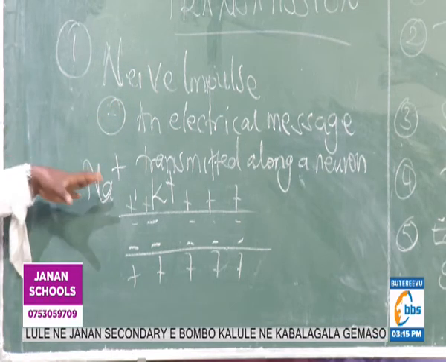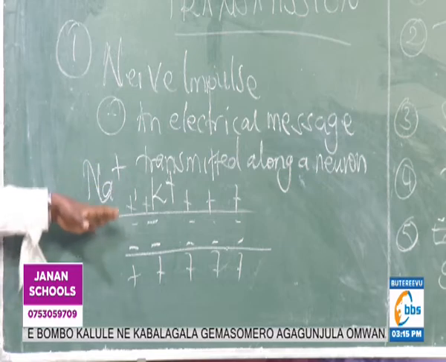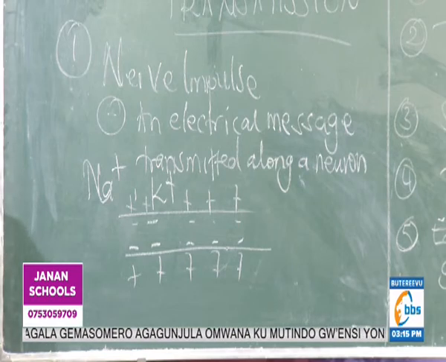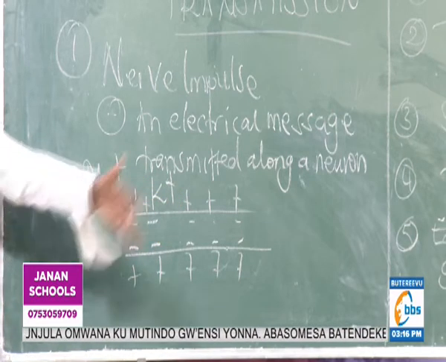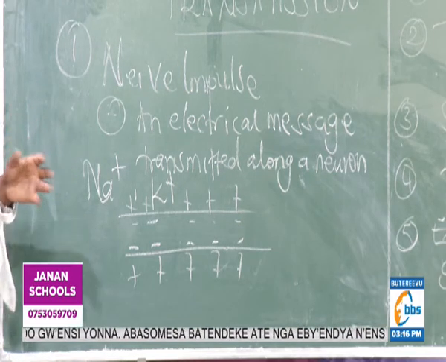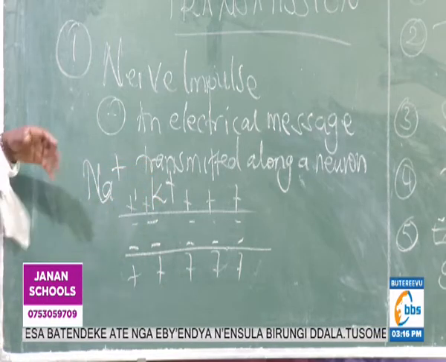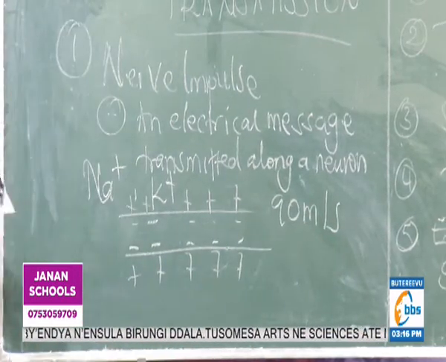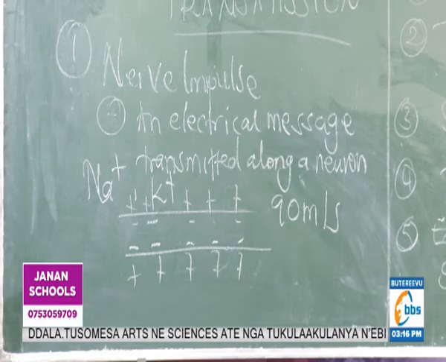So it travels at a higher speed. A nerve impulse travels at a higher speed, but the speed with which this nerve impulse travels is not anywhere equivalent to the speed of normal electricity. So when you say it's an electrical message, you don't need to think of how electricity flows through a wire connected to an electric circuit. No, electricity travels far much faster than this impulse. The impulse travels at a rate of 90 meters per second, depending on the nature of your neuron. If the neuron is myelinated, the impulse travels faster than in a non-myelinated neuron.